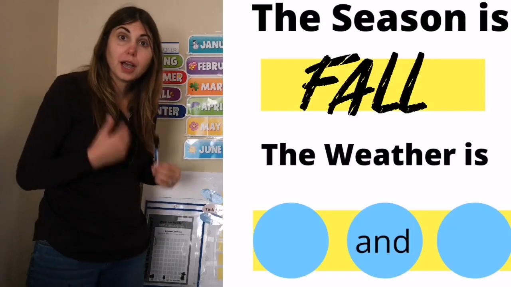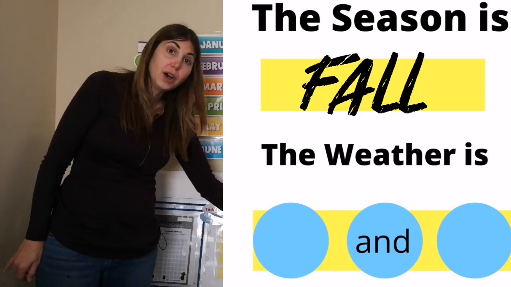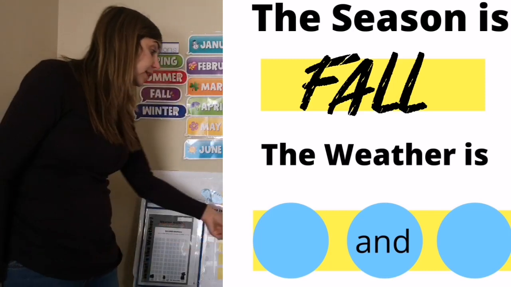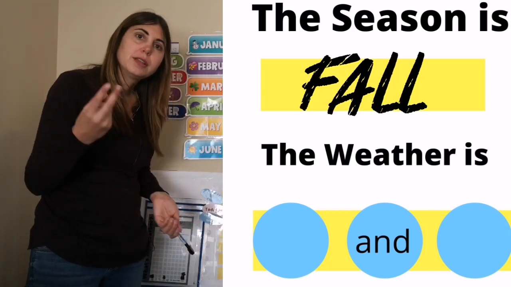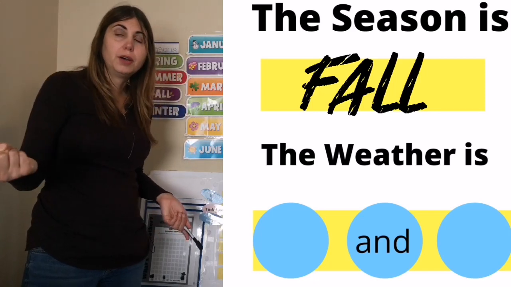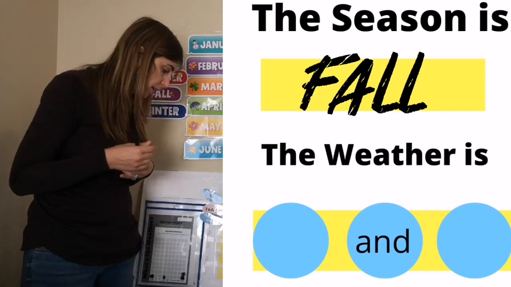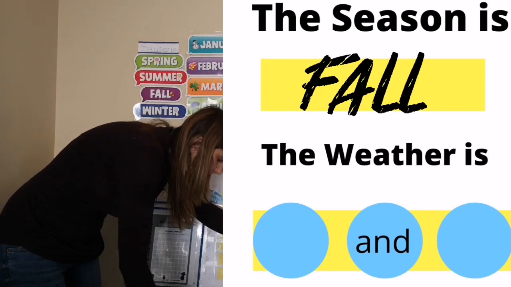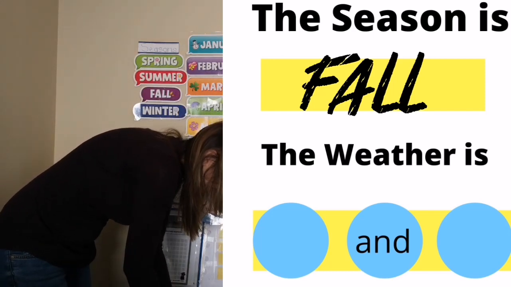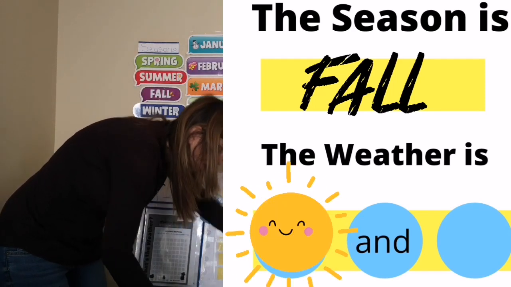And since I'm talking about October, it's the fall where I live. And to figure out the weather, there's 2 things. First, I can look out my window and see what it looks like. And if I look out my window today, it is a nice, sunny day where I live.